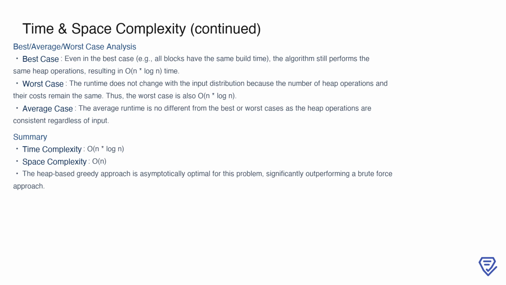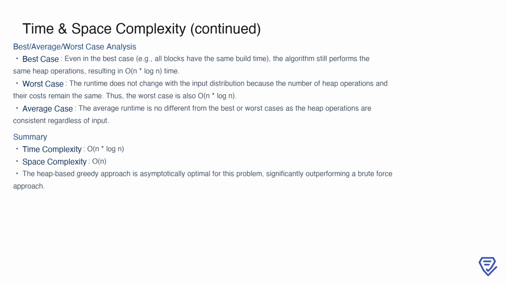Interestingly, the runtime remains consistent across all cases. In the best case, where all blocks have the same build time, the algorithm still performs the same sequence of heap operations, leading to a time complexity of n*log n. Similarly, in the worst case, where the blocks have highly varied build times, the algorithm's runtime does not change because the heap operations and their costs are independent of the input distribution. Consequently, the average case is also n*log n, as the heap operations dominate regardless of the input.